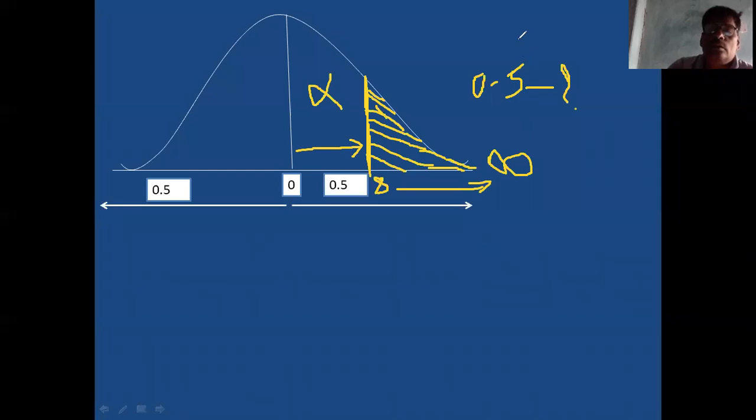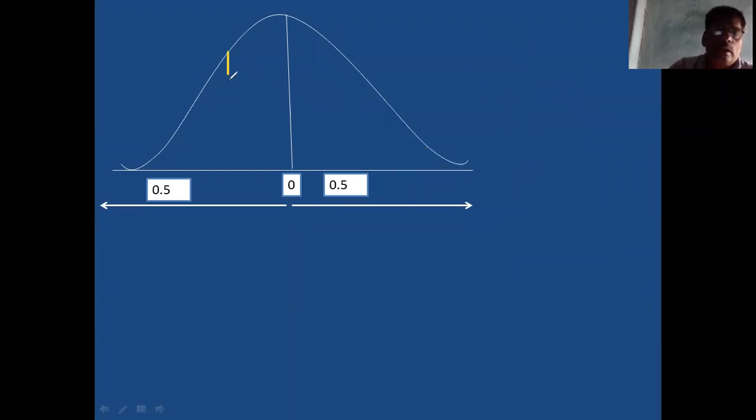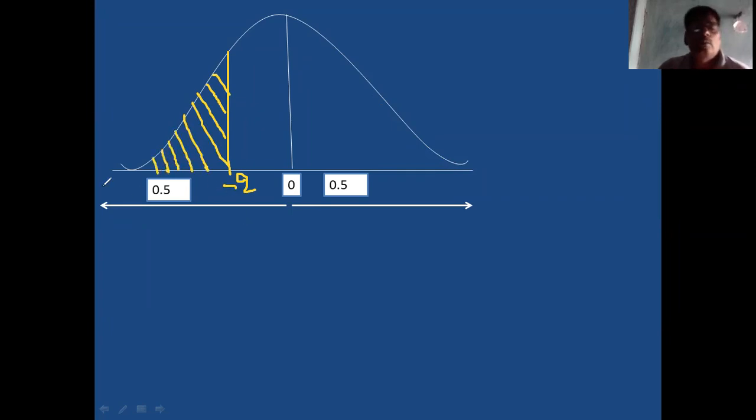Suppose if you want to find the area, this is the -2. Your answer is -2. And if you want to know the value less than -2, less than -2 means -2 to minus infinity. Here is the minus infinity. What is the area between -2 to minus infinity?